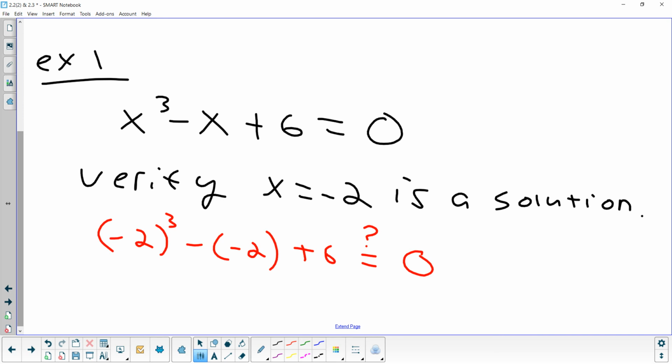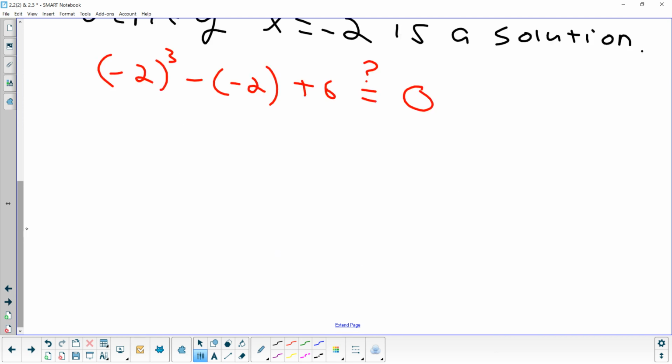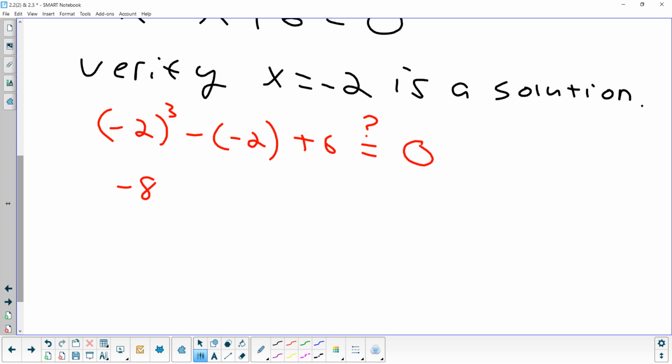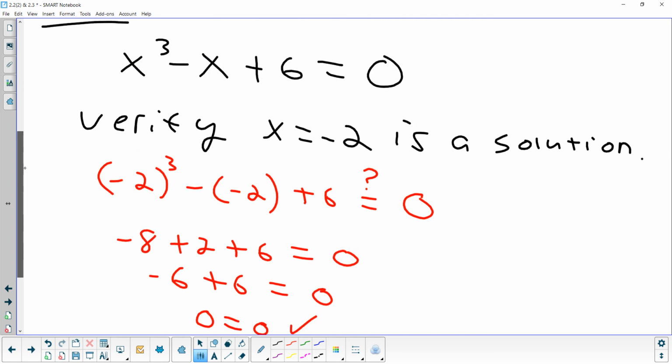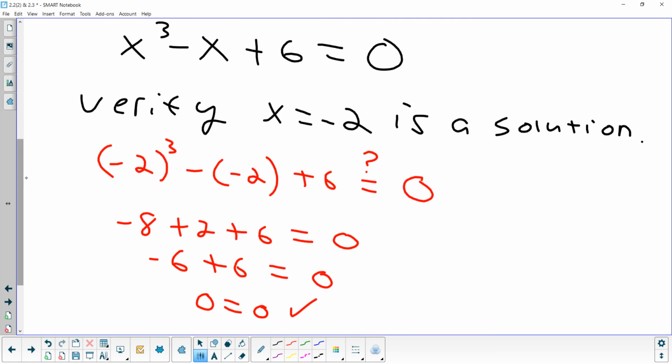Logan, what's negative 2 cubed? Negative 8. Good. Negative 8. And Rose, what happens with a minus 2? It's addition. Becomes addition. All right. And Tyler, negative 8 plus 2? Negative 6. Negative 6. And of course, negative 6 plus 6 is 0. So we ended up with a true statement, which means negative 2 is a solution.